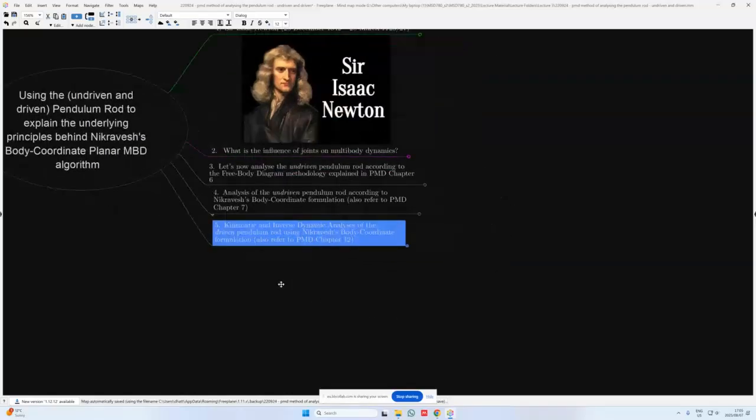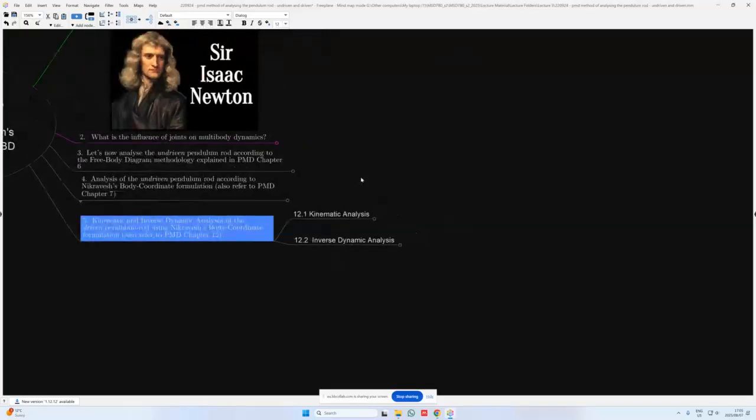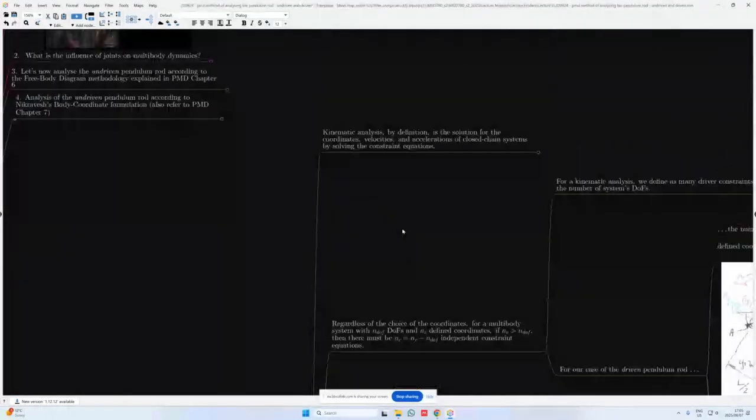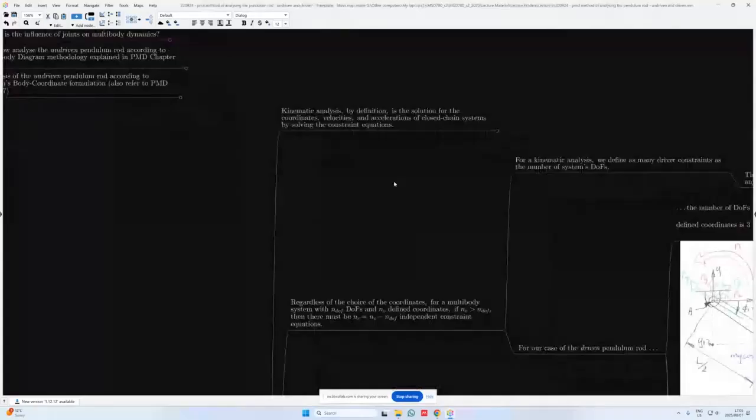All right, so jumping in then to section 5, we're going to break it up into 2 analyses, and once again these are progressive analyses. So we start off with a kinematic analysis, and then we're going to jump over to the inverse dynamic analysis. Now, starting off with a kinematic analysis, as we now know, it is the solution for the coordinates, the velocities, and the accelerations of closed chain systems by solving the constraint equations.